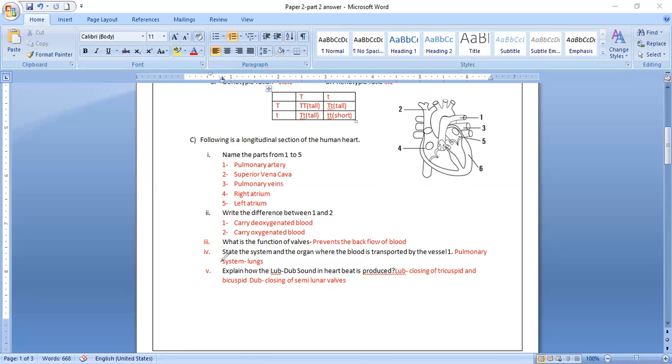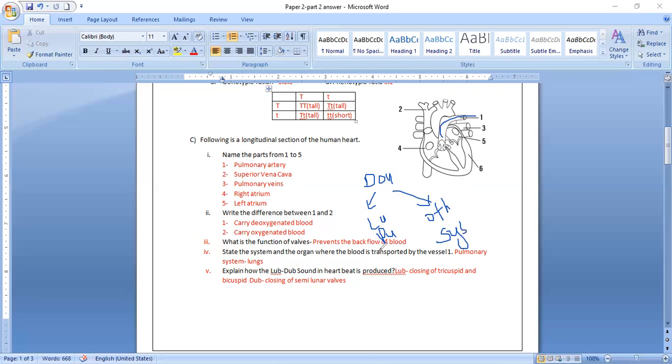Then state the system and the organ where the blood is transported by vessel 1. So that is what we call the pulmonary system. The heart carries out two systems, which we call double circulation. One is to the lungs, the other is to the other parts of the body. To the lungs we call pulmonary circulation, and for the rest of the body we call systemic circulation.